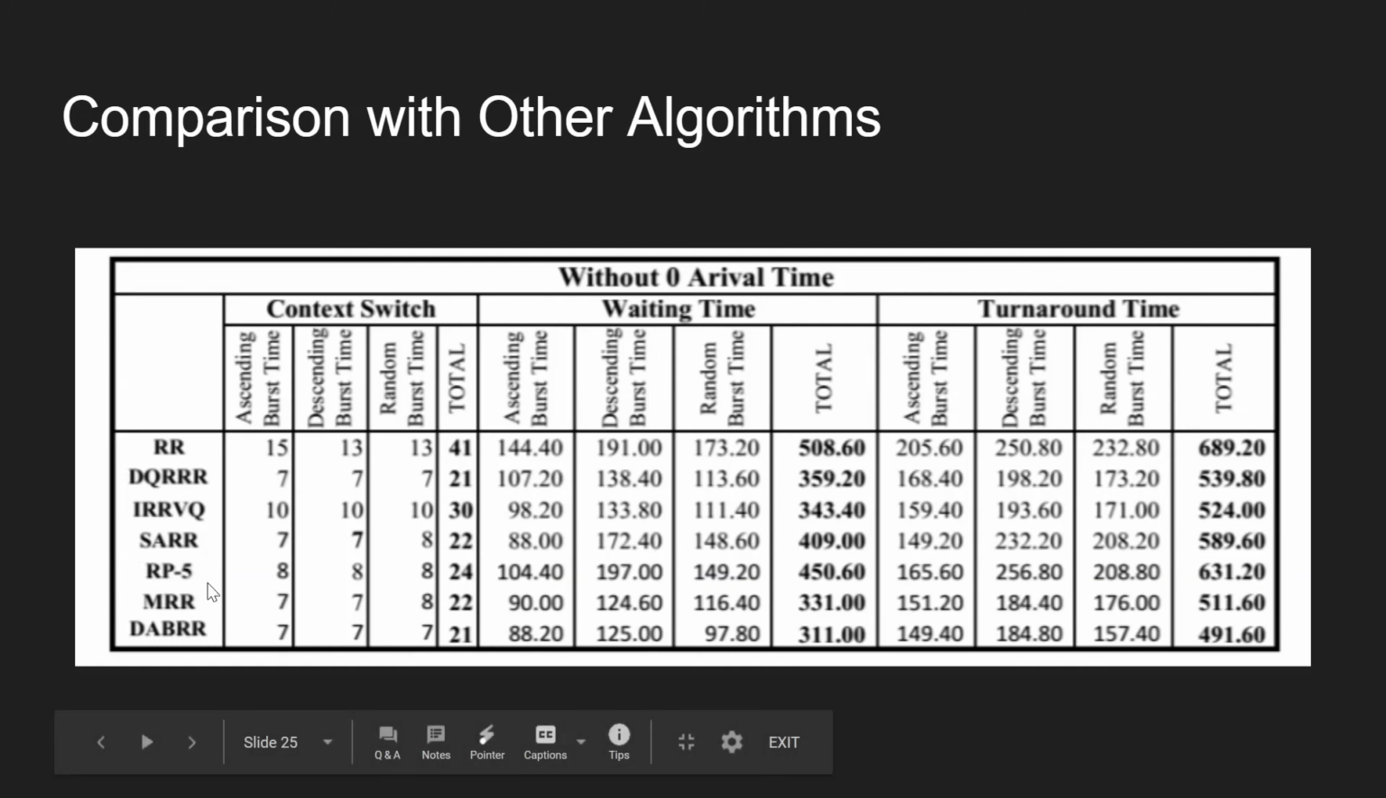RP-5 and then MRR. Okay, so what they did here is they took the ascending, descending, and random results for not only context switching, but waiting time and turnaround time, and then added them together to see the total number of each. So we will analyze the total numbers for each: waiting time, context switching, and turnaround time. As you can see, in terms of context switches, DQRR and DABR are both equal, and they're also the least in the list of algorithms.